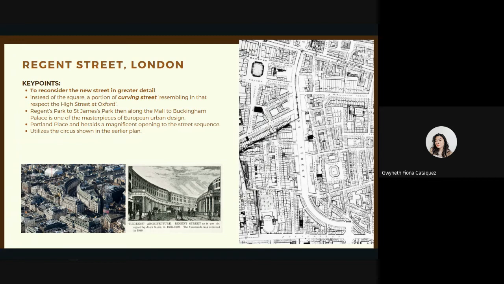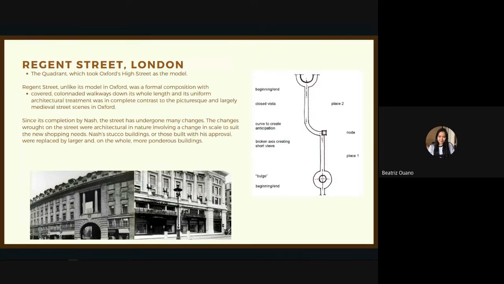At the crossing with Oxford Street, Nash utilized the circus shown in the earlier plan. The circus not only dignified an important junction but also facilitated another directional change. Remarking on the sinuosity of Regent Street, the author comments on the superb handling of the changes in direction of the street by cylinders and flat domes of the bordering buildings. The major change in direction was achieved using the quadrant, which took Oxford's High Street as the model. Next slide, please.